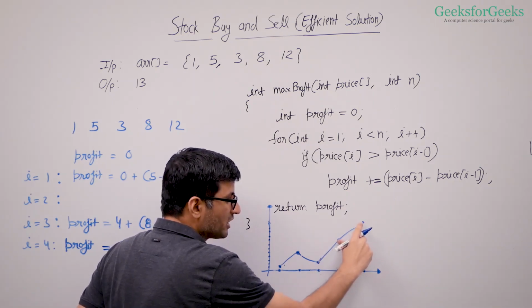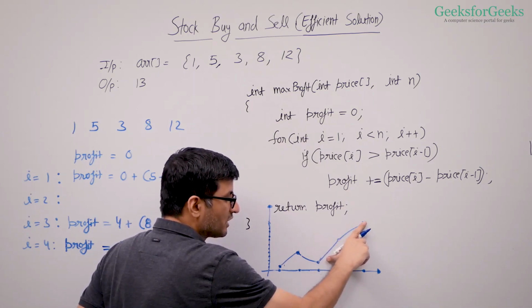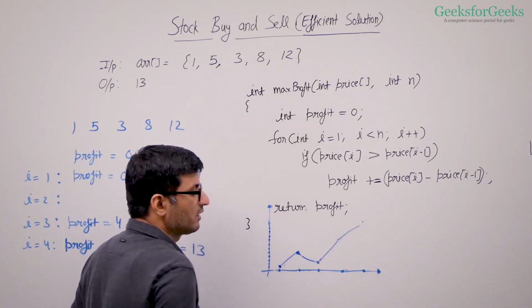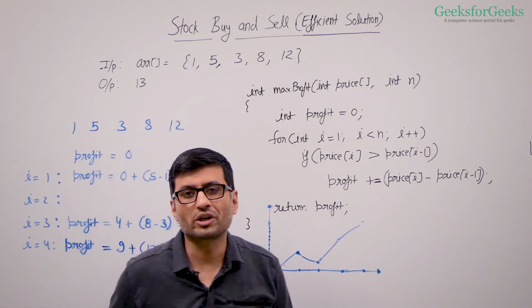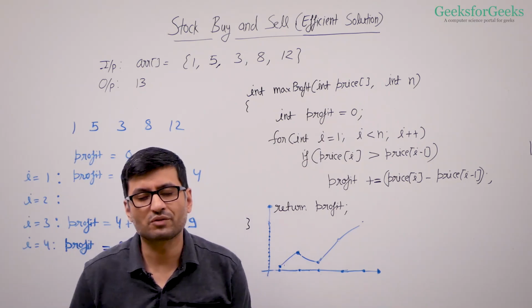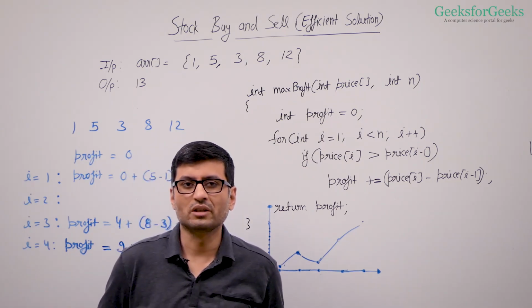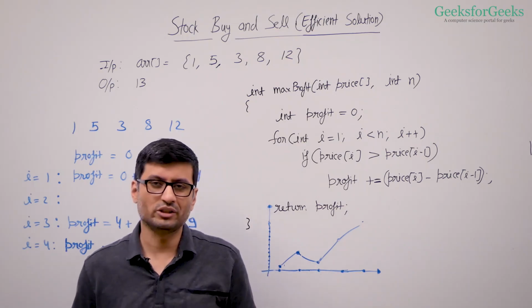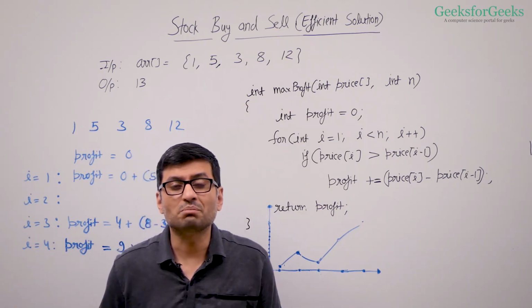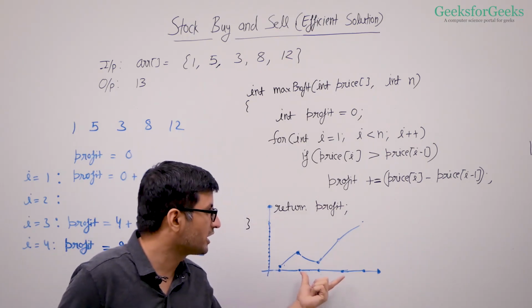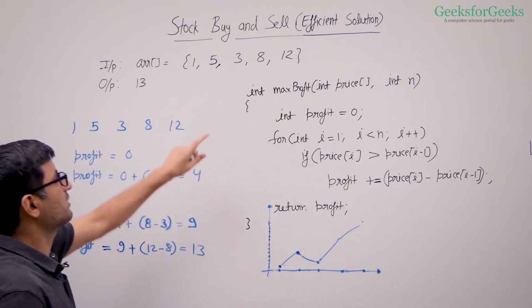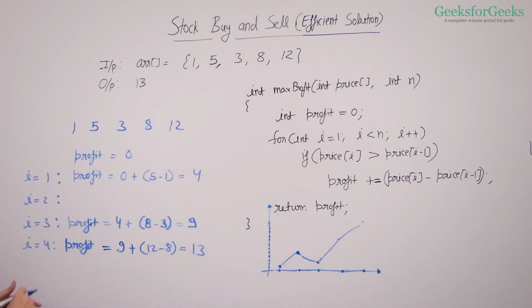So when you are adding these two differences, basically you are adding the difference between bottom and top, right? So when the element is going up, you keep on adding the difference between greater value and smaller value. If it is going down, you don't do anything, right? That's the simple implementation, which is based on this idea. Let's do a dry run of this implementation on this array. So we have this array 1, 5, 3, 8, 12. Our initial profit is 0.